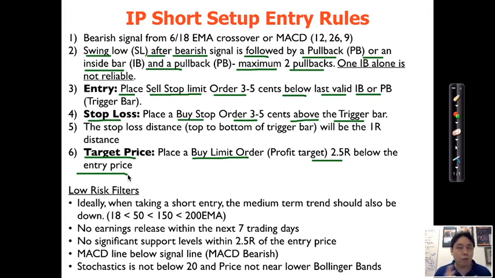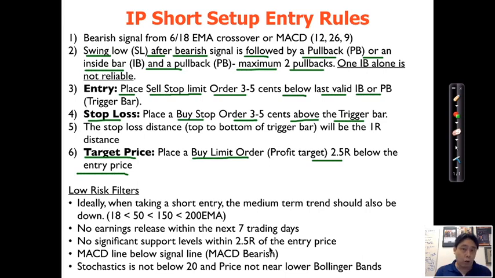So again, you may have many trades in a day, so I'm going to filter them to take only the A quality setups. So ideally, when I go short, I want the price to be in a medium-term downtrend as well. So ideally, the 50 moving average is below the 100 or the 150 moving average, which is then below the 200 moving average. So it tells me that we've got that downtrend EMA fan, which we talked about in that lesson of technical analysis. Next, no earnings release within the next 7 trading days. No significant support levels within 2.5R of the entry price.